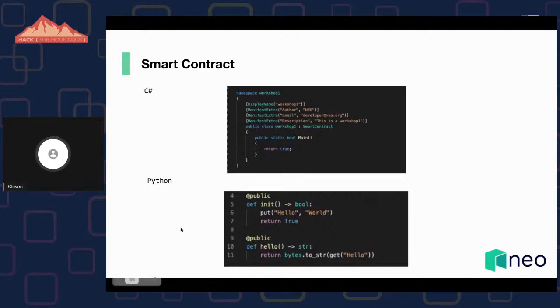And the second one is the Python example. It's just to put a string value into a storage. It puts the hello as a key and the world as a value. And also it implements a hello method, a hello function, and returns the string back. Those are the two very simple examples, and I will try to run these two examples later in the demo.